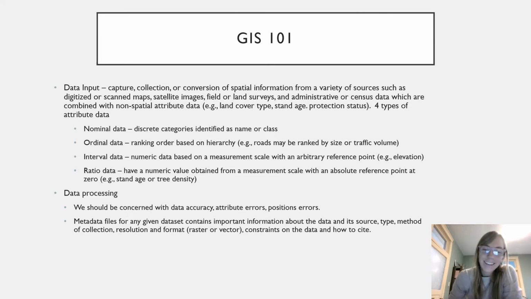Data processing is sort of the next step in analyzing spatial data through geographic information systems. We should be concerned about data accuracy, attribute errors, position errors, and correcting for those errors is a big part of that processing of data. Metafiles give us detailed information on our data that might tell us the source, the type, the method of collection, the resolution or format that was used, and the constraints of those data.